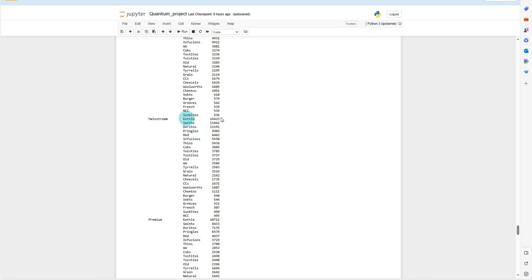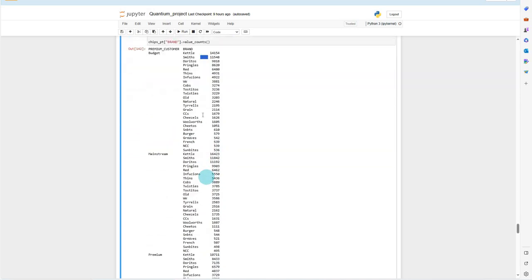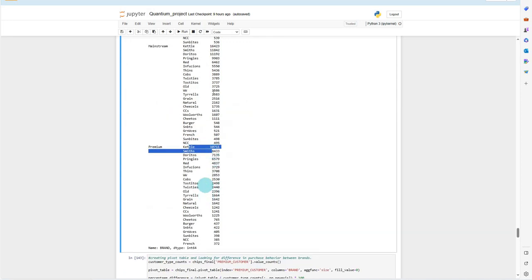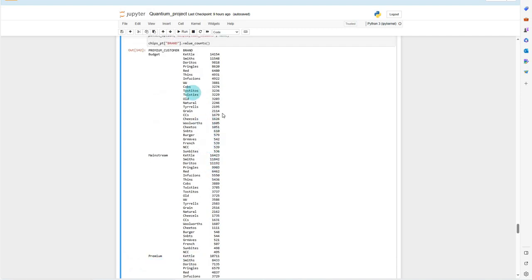If you can see here, Kettle and Smiths were the top for mainstream, and Kettle and Smiths were the top for budget, and Kettle and Smiths were the top for premium. It pretty much follows the same format. Nothing really stands out. The amounts are different, obviously, because of the population. There's more mainstream, then budget, and then premium. So the numbers make sense as well.